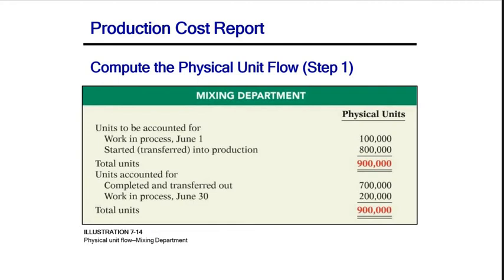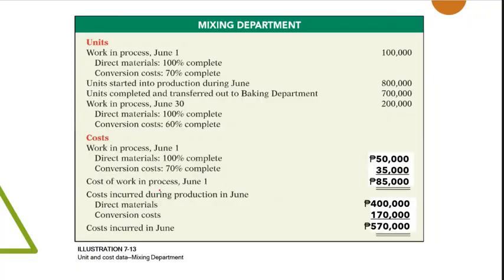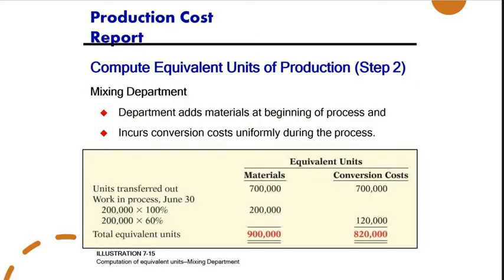Okay? So, physical unit flow niya. The record indicates that the mixing department must account for 900,000 units. Tama? Of this sum, we can see that there are 700 units transferred to the baking department and 200,000 units were still in process. Okay? So, ganyan lang yung computing the physical unit flow, based dito sa information given under the mixing department. Okay? So, next natin is step 2.